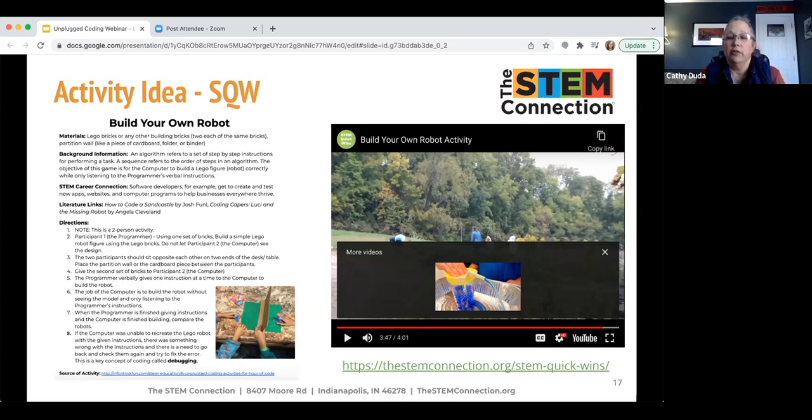And then for the maze too, you could have them go outside with sidewalk chalk and draw it out there. You could do it in a classroom. You could put obstacles and have kids program or tell the computer how to walk around the desk to get past these obstacles.